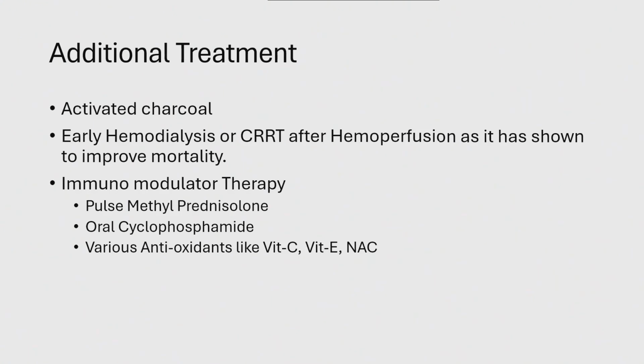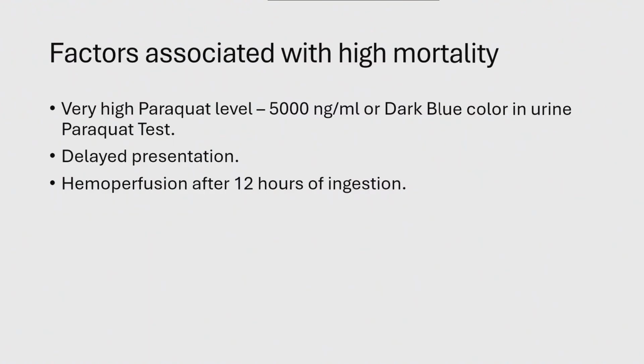Additional therapy: activated charcoal, early HD and CRRT as we have seen, and immunomodulator therapy in the form of pulse methylprednisolone, oral cyclophosphamide, and antioxidants like vitamin C, vitamin E and acetylcysteine. These have a supportive role. Factors associated with high mortality: very high paraquat level, 5,000 nanogram per ml, or dark blue color in the urine paraquat test. Delayed presentation is associated with high mortality, and if you do hemoperfusion after 12 hours, it is also associated with very high mortality.